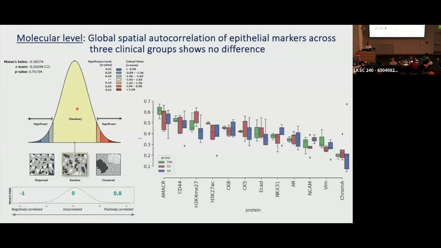So I calculated Moran's I for all the epithelial markers, but especially to look at the markers that we saw that the combined expression was differentiative of the clinical groups. We see that certain markers show higher clustering compared to others, such as AMACR showed high clustering. And the thing is, we did not see any spatial pattern differences across clinical groups.